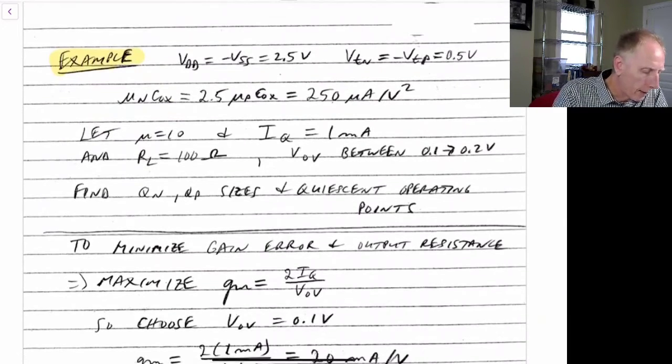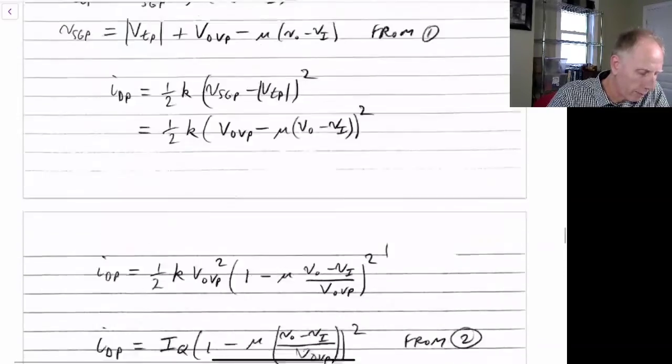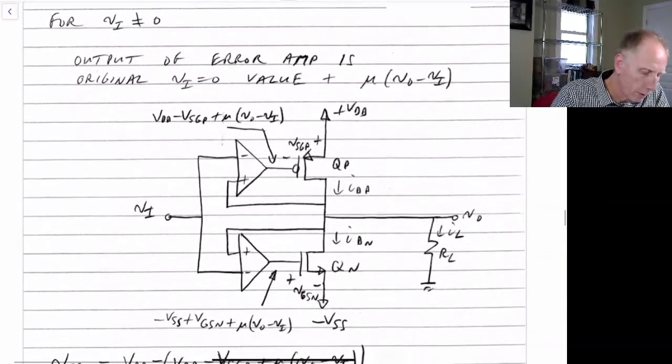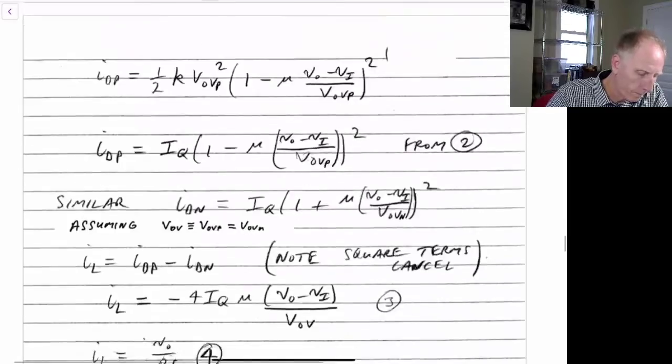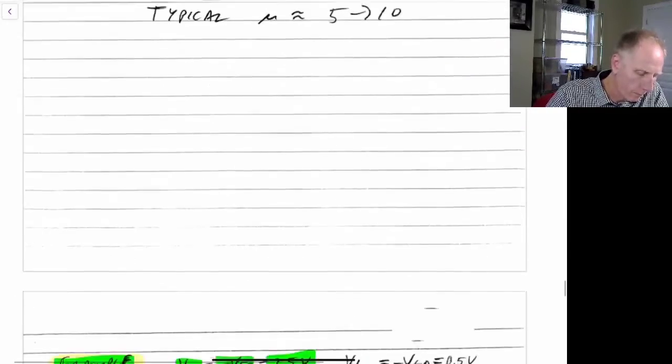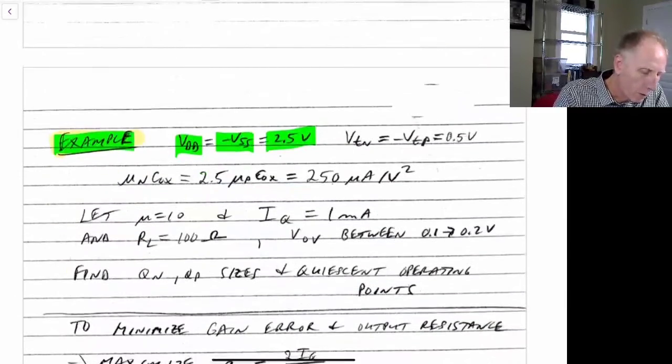So finally, let's look at an example. We'll assume that we have VDD equals minus VSS, which is 2.5 volts. So we have plus 2.5 volts here and minus 2.5 volts down here. We'll also assume that the threshold voltage of the NMOS equals the negative threshold voltage of the PMOS, which is 0.5 volts.